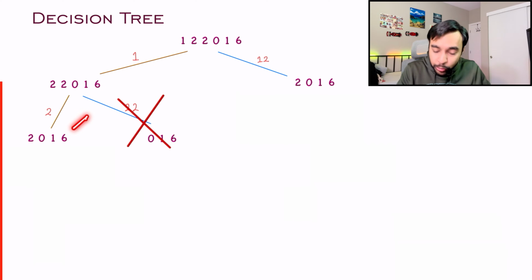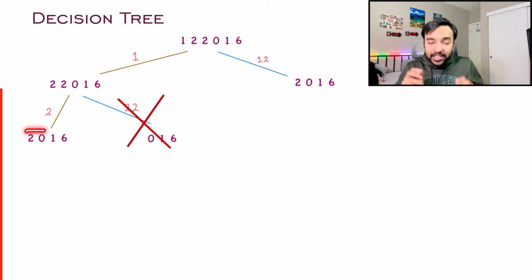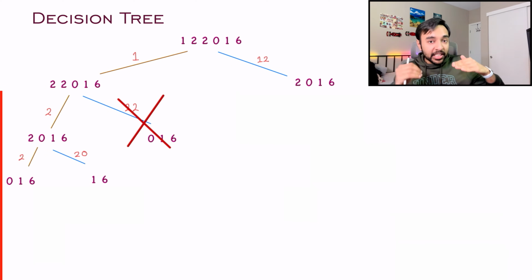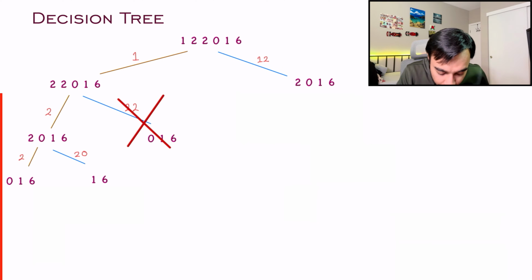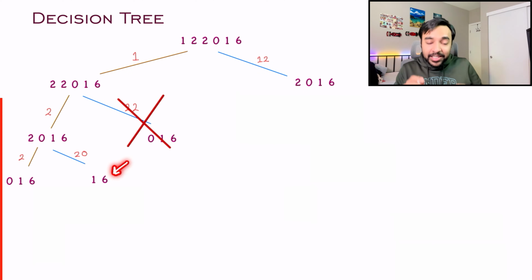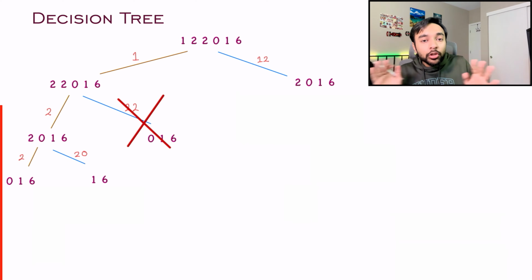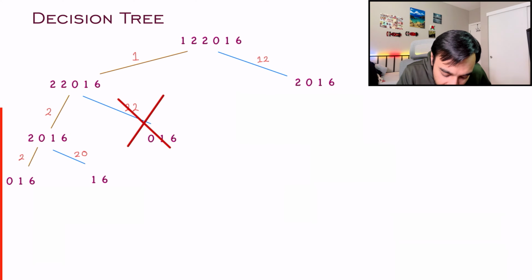I landed at 2016. Once again, I have two choices. Either I take 2 or I take two numbers, that is 20. So once again do the split. And where do I come? Either I will get 016 or I will be remaining with 16. Once again, 016 is invalid. So this split we should not consider. So let us get rid of it.